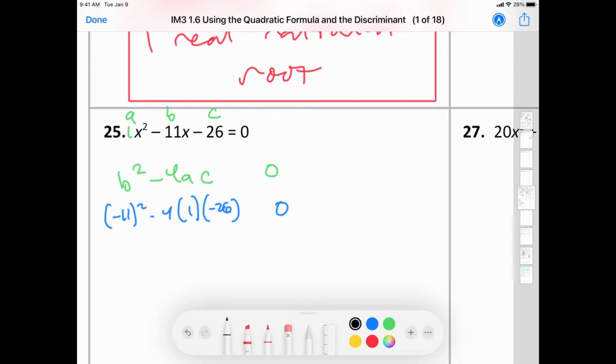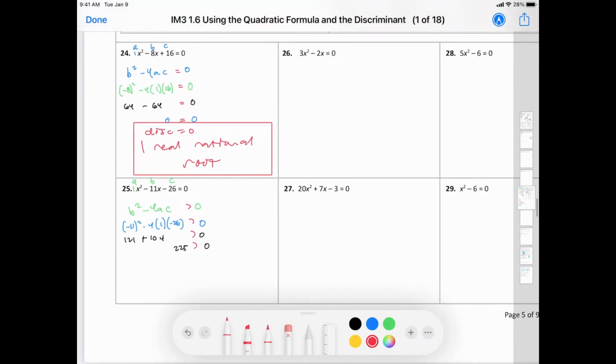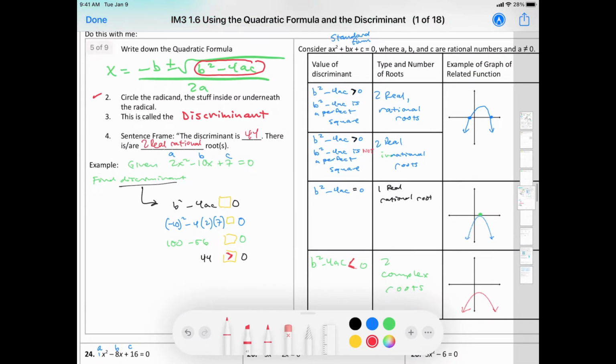So negative 11 squared is 121. Negative 4 times a negative 26 is some kind of big positive number. 4 times 2, 8, 104. So I'm going to get 225. And what inequality am I going to put there? It is greater. So if I look at my chart, which one is greater?